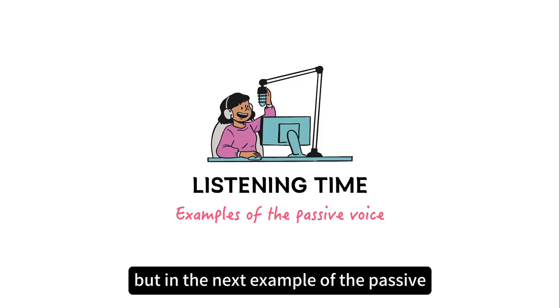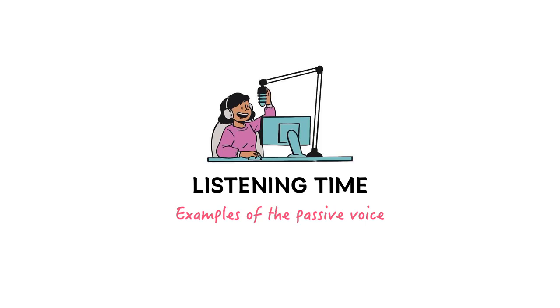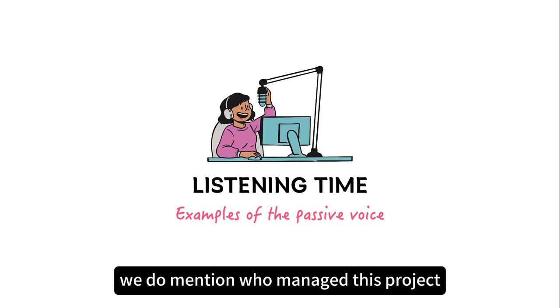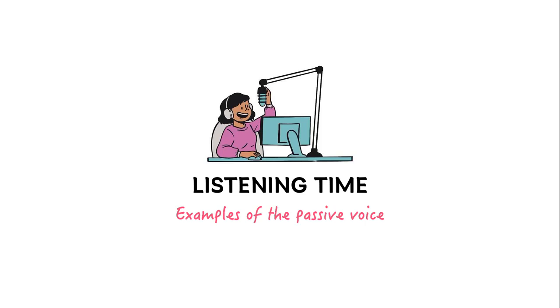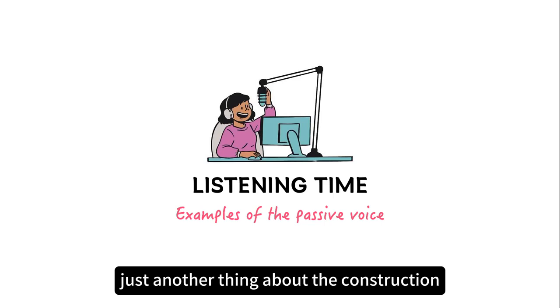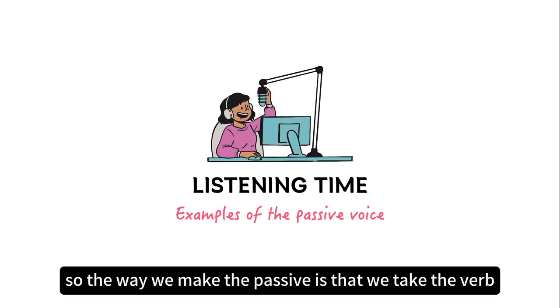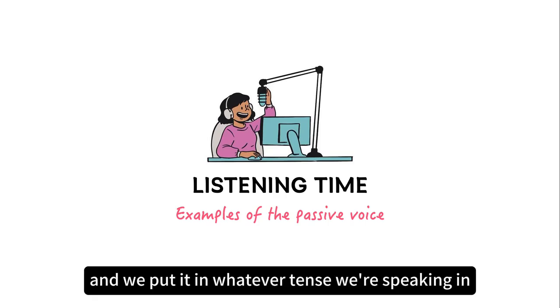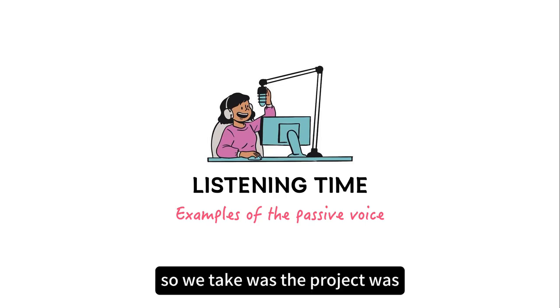But in the next example of the passive, the project was managed by, we do mention who managed this project. It was Édouard René de Laboulaye. Just another thing about the construction of the passive. So the way we make the passive is that we take the verb to be and we put it in whatever tense we're speaking in. So in this case, it's the past simple. So we take was, the project was.